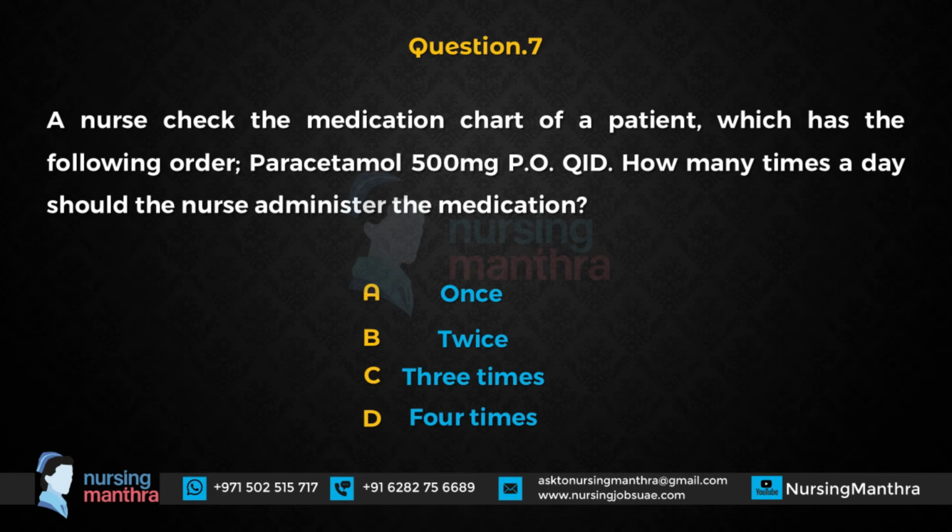Question number 7. A nurse checked the medication chart of a patient, which has the following order: paracetamol 500 mg PO QID. How many times a day should the nurse administer the medication? A. Once. B. Twice. C. 3 times. D. 4 times.